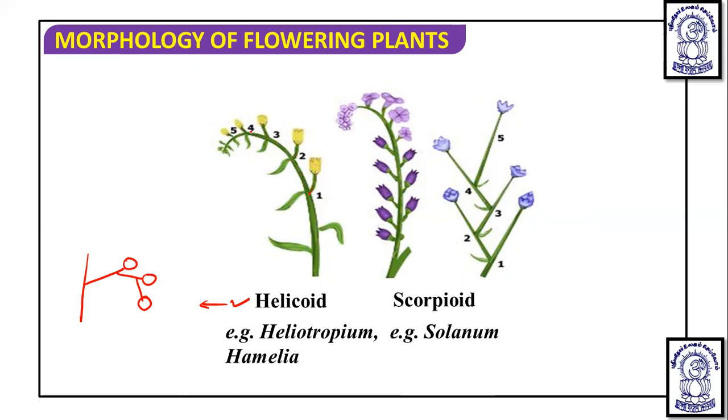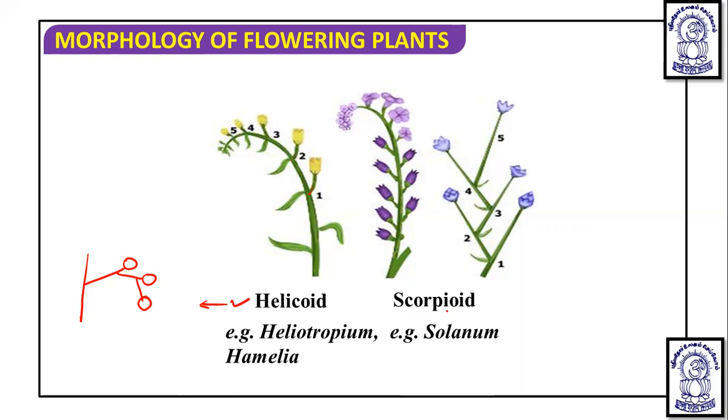That is also terminating into the flower. But these are all in the same direction. All flowers are developing on the right side, meaning all flowers are going to be developed on the right side. If they develop on the left side, then all the upcoming flowers are going to be developed on the left side. Then it is known as helicoid. So a single branch is formed that terminates into the flower, but on one side only, then it is known as helicoid, and the examples are heliotrope and Hamelia.